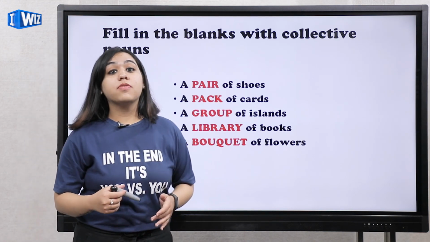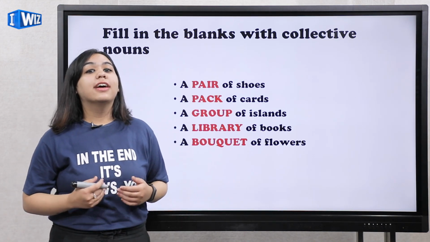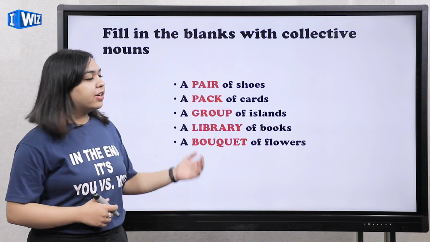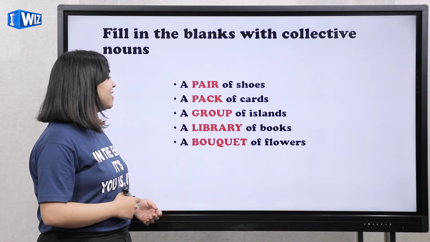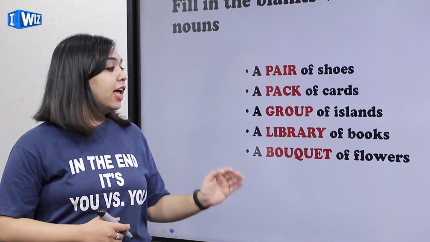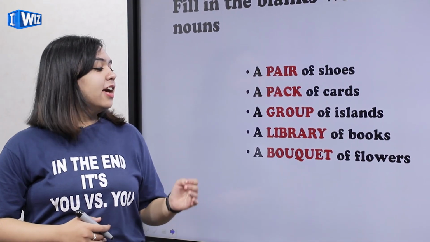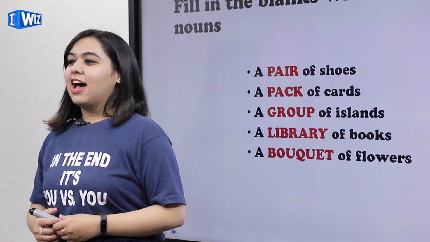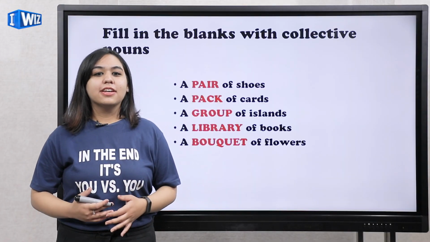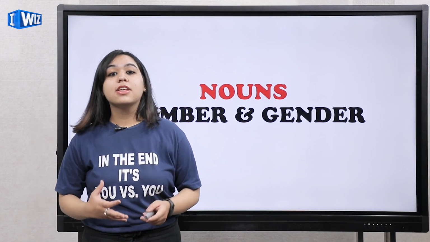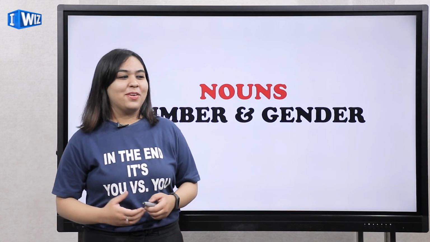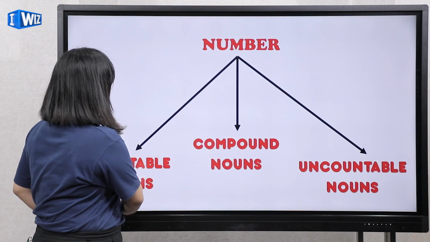Okay, this was the question whereby you were supposed to fill the collective nouns, right? So let me read them out for you: a pair of shoes, a pack of cards, a group of islands, a library of books, and a bouquet of flowers. I hope that nouns and its kinds are clear to you, and today we'll be moving on to our new topic, that is number and gender of nouns. Okay, so let's move on.